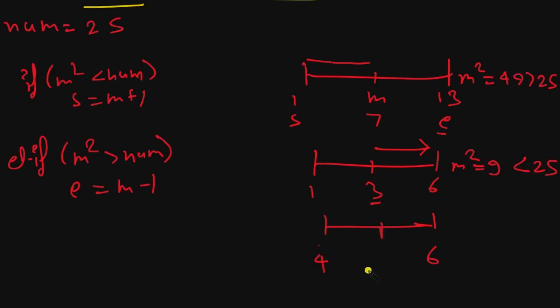Now again we will find the middle of that. The middle of that will be 6 plus 4, 10. 10 by 2 is 5. So now m square is 25, which is equal to our num. So this means we have found the square root of our 25.